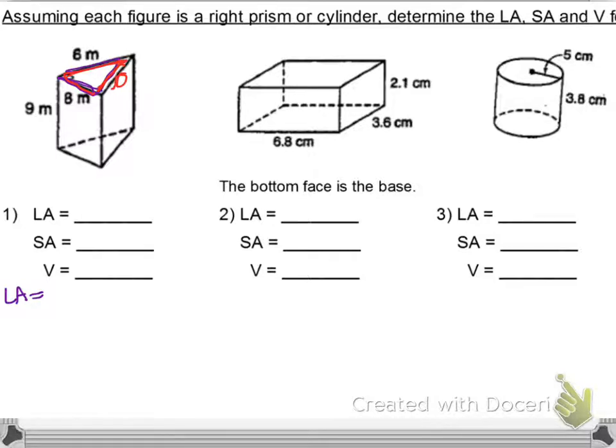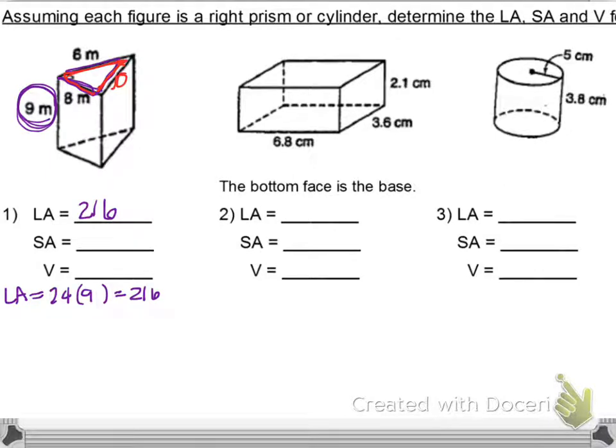So the perimeter of the base would be 6 plus 8 plus 10, which is 24, times the height. That's the height that is connecting your two bases. That's how you know where your height is. It is connecting your two bases. And so here our height is 9. When you multiply that, you get 216. Since I'm limited on space here, I'm not going to put my units, but since it is area, this would be meters squared.